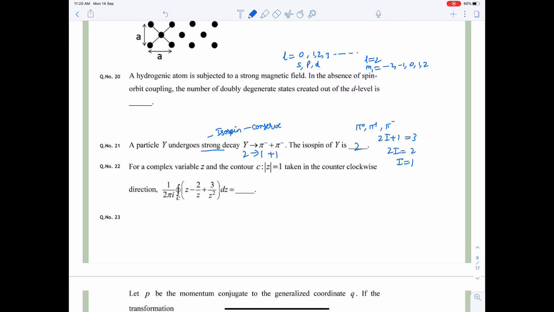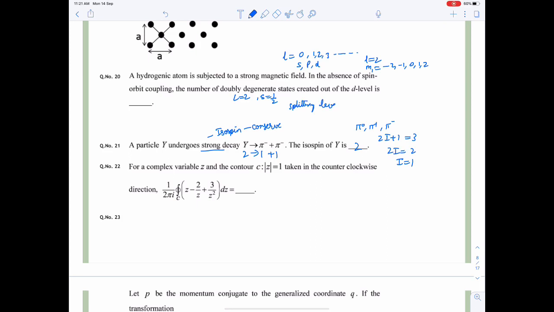Now, this is a hydrogenic atom, so L is equal to 2 here. Obviously spin should be half. Now, how is the splitting level calculated?